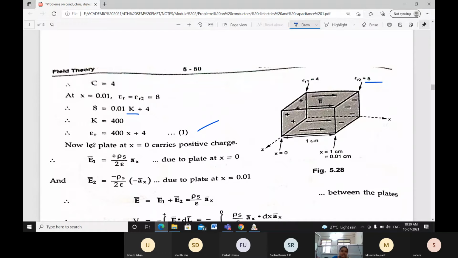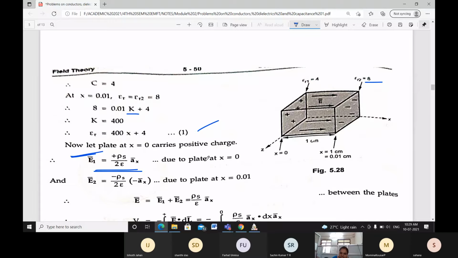Now, we'll go with it: let the plate at x equals 0 carry a positive charge. We are assuming that it consists of a positive charge. It's just like an assumption. Then our E1, for the positive charge, is plus rho_s divided by 2 times epsilon in the a_x direction. This equation is already taken; these are standard equations.